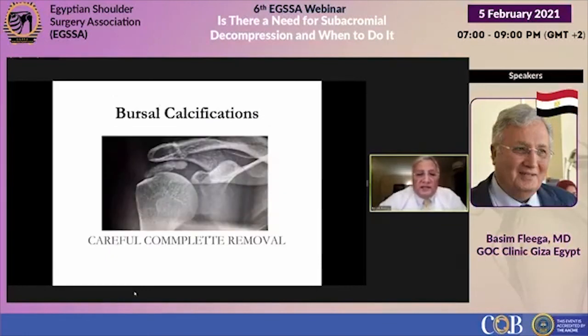Now, bursal calcification can also happen in the bursa and cause an impingement problem. After decompression, remnants of this calcification may persist, continuing the impingement problem. So we have to be very careful and clean all the calcium present in the bursa to prevent failure of the decompression.